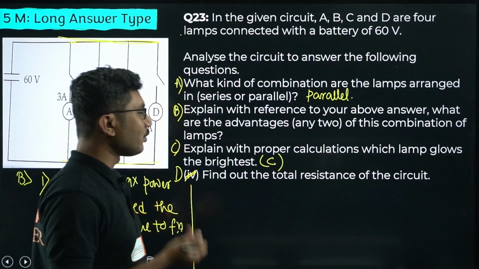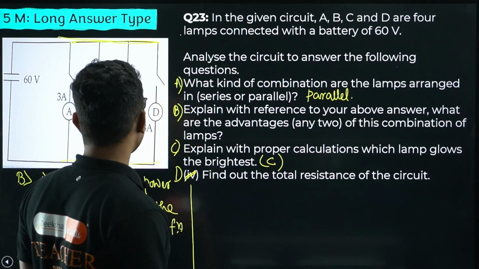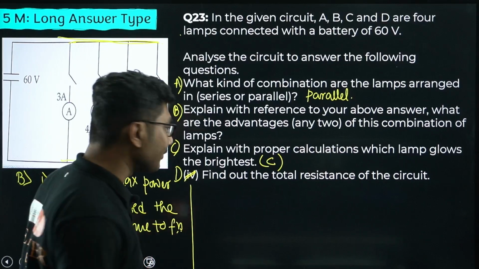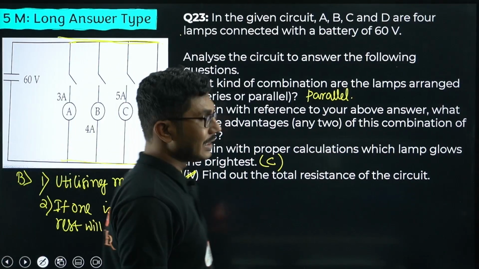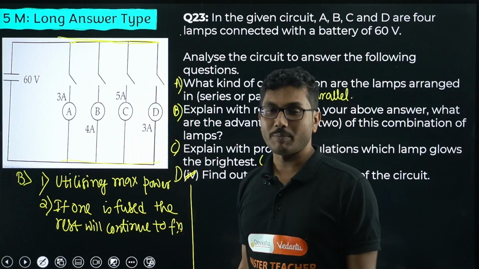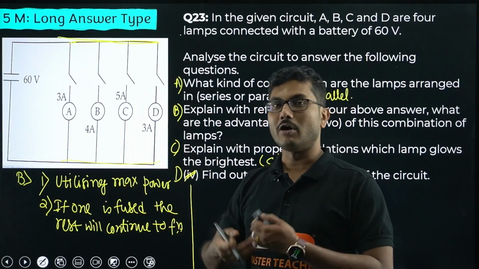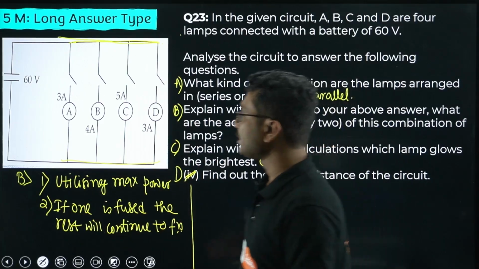Next, find out the total resistance of the circuit. So how can you calculate the total resistance of the circuit? You can do that in two ways. Either you can calculate the individual resistances, then apply the law of parallel combination, or you can do it in a smarter way. What is the smarter way?